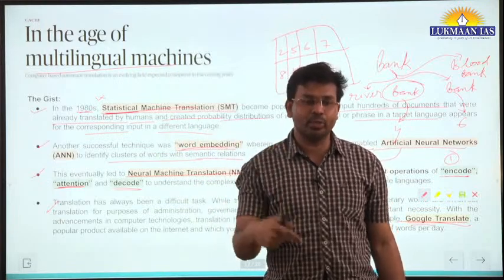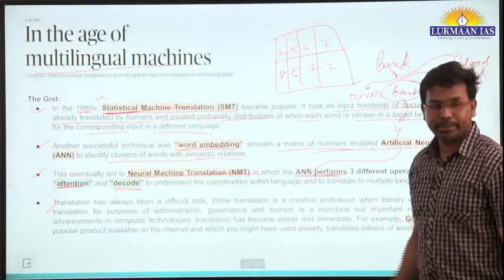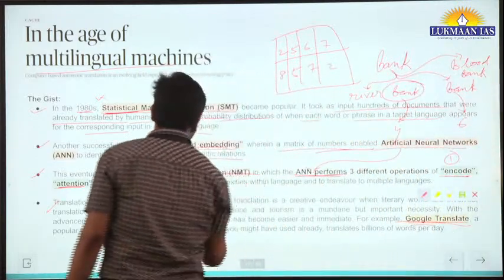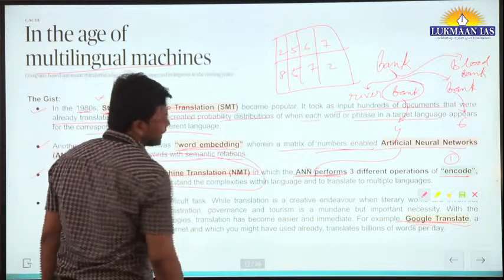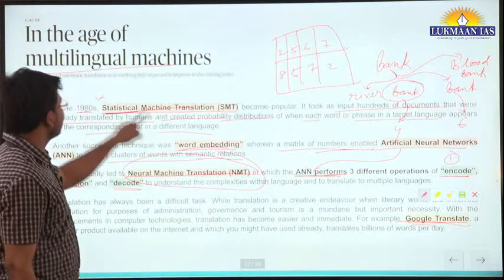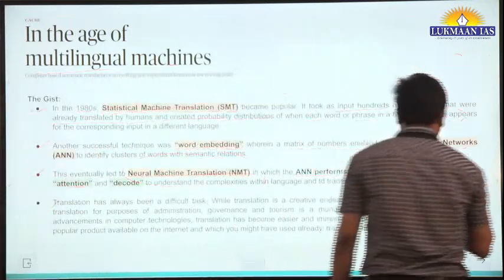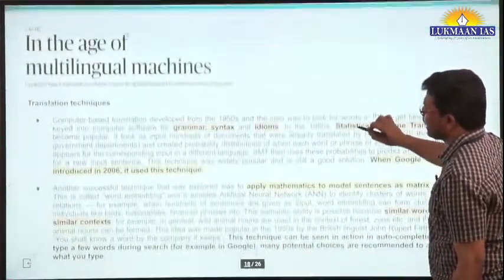So how is it able to give it? They are using this particular methodology, artificial neural networks, okay. And they are nowadays using neural machine translation. But the earliest version is statistical machine translation, okay. So this is an important thing, it can be asked.